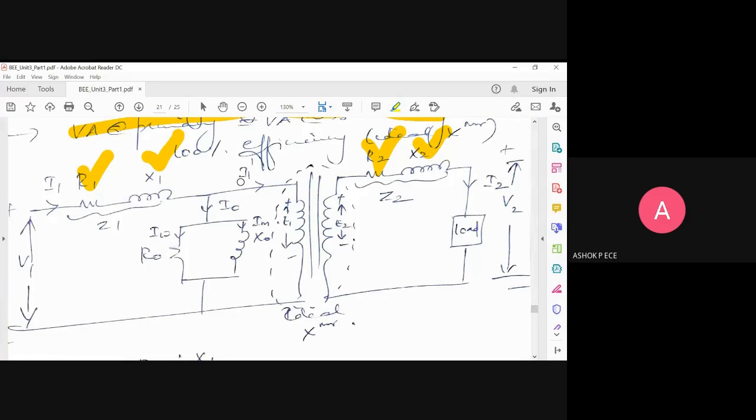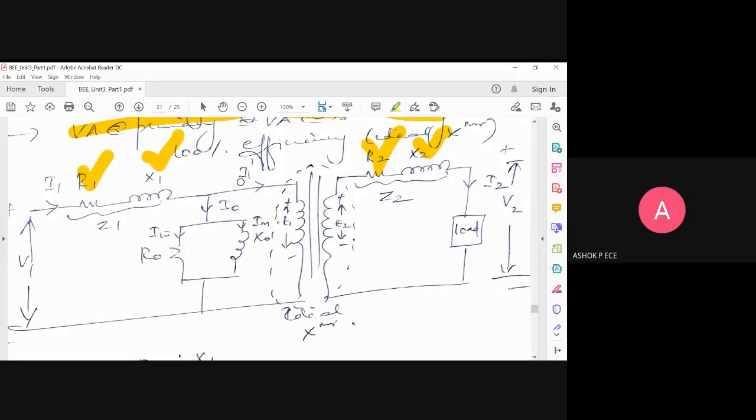See, R naught and R1 may look similar, but R naught is for the no load core loss current. And R1 will always be there whether you have load or not. So R1 will be there always, and R naught will come only when there is no load. The current I naught is very, very small compared to I1. So if I1 is 100 amperes, I naught will be 10 or 20 amperes only, so I1 dash will be effectively 80 amperes. That is the current which actually passes through your winding.